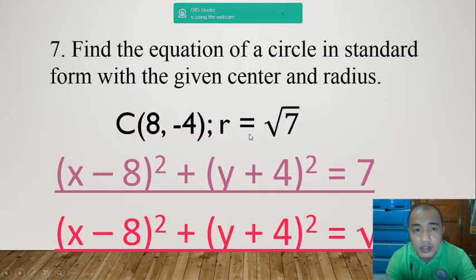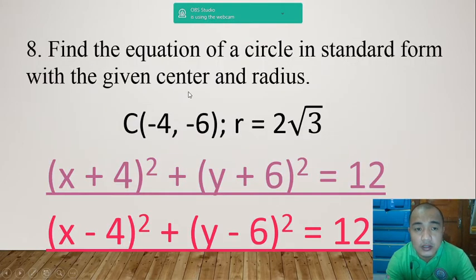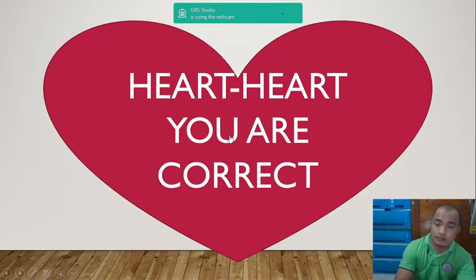And next item, number 7, find the equation of a circle in standard form with center 8, negative 4, radius square root of 7. So we have x minus 8. You square this, it should be 7, not square root of 7. So, this should be the answer, right? And let us go to the next. Find the equation of a circle in standard form with a given center and radius. Negative 4, negative 6. Radius is 2 square root of 3. So, the result is, substitute this to the standard form. Is it minus 4 still? No, it should be plus 4, because x minus negative 4 is plus 4. Y minus negative 6 is y plus 6. Then if you square this, that means 4 times 3, which is equal to 12.